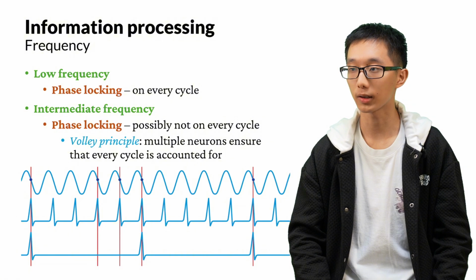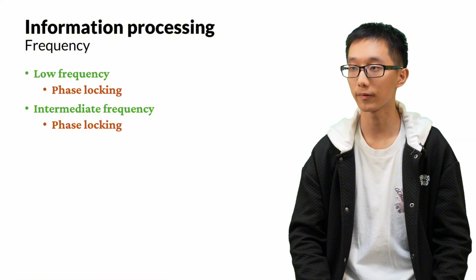Multiple neurons are locked onto the phase of the sound. However, one cell does not cover every cycle. Therefore, we take the input of multiple neurons to ensure that at every cycle there is at least one neuron that fires. In other words, the different neurons can cover the cycles that the others have not covered. So phase locking is a very useful thing in determining frequency at low and intermediate frequencies.